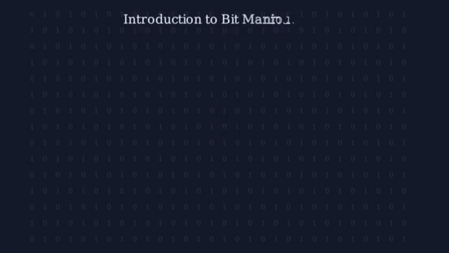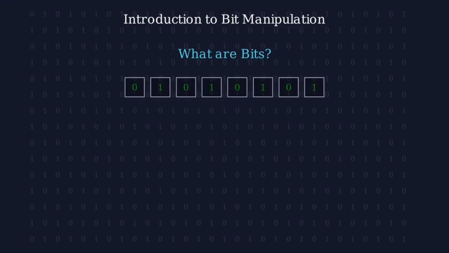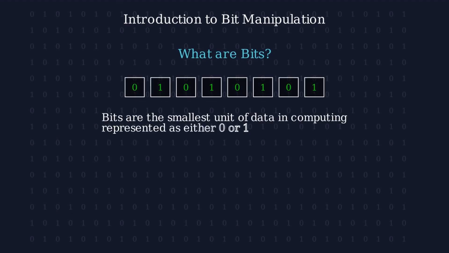Welcome to an introduction to bit manipulation. Let's start by understanding what bits are. Bits are the smallest unit of data in computing, represented as either 0 or 1. These binary digits form the foundation of all digital information.